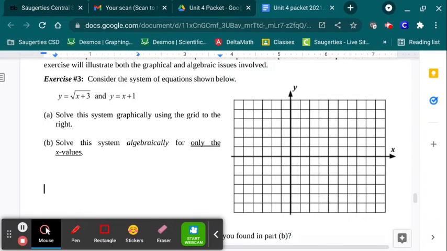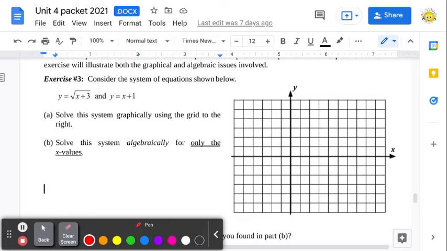So right now we are on page 28. Part of this is a graph and part of this is solving a problem algebraically. So I want to do the algebraic version first, and then we'll take a look graphically at how this works. So exercise number 3, it says we have a system of equations, y equals the square root of x plus 3, and y equals x plus 1. So part A says solve the system graphically. We're going to do that after.